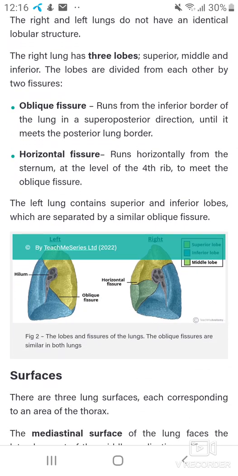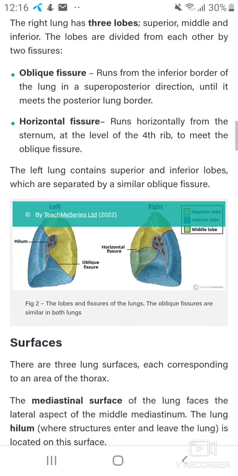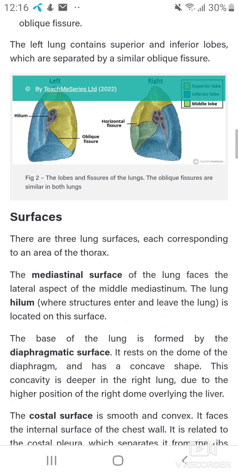You can see in this picture the left and right lung. The left lung has the hilum and oblique fissure, and the right lung has the horizontal fissure. Next, you can see the surfaces of the lungs. There are 3 lung surfaces, each corresponding to an area of the thorax.